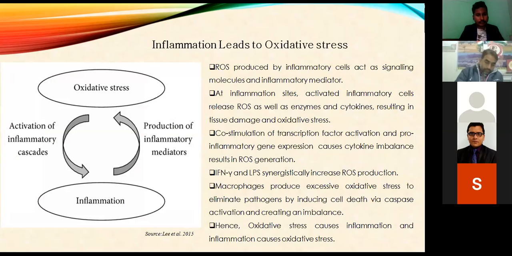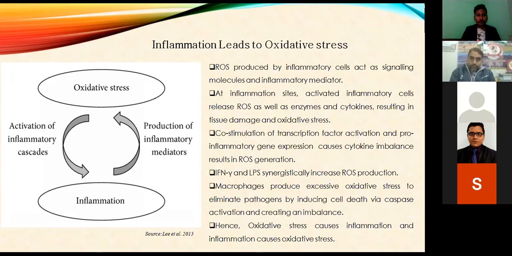Like in the previous slide, I have told you oxidative stress leads to inflammation. Here is the statement: inflammation leads to oxidative stress, meaning they are interrelated. The ROS produced by inflammatory cells act as intracellular signaling molecules and inflammatory mediators. At the inflammation site, the activated inflammatory cells release more ROS as well as pro-inflammatory enzymes and cytokines, causing more tissue damage and more oxidative stress. And co-stimulation of transcription factor activation or pro-inflammatory gene expression causes cytokine imbalance, resulting in more ROS generation.